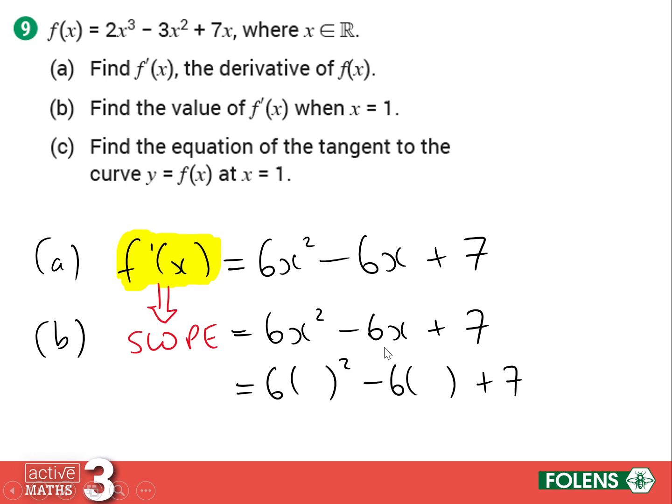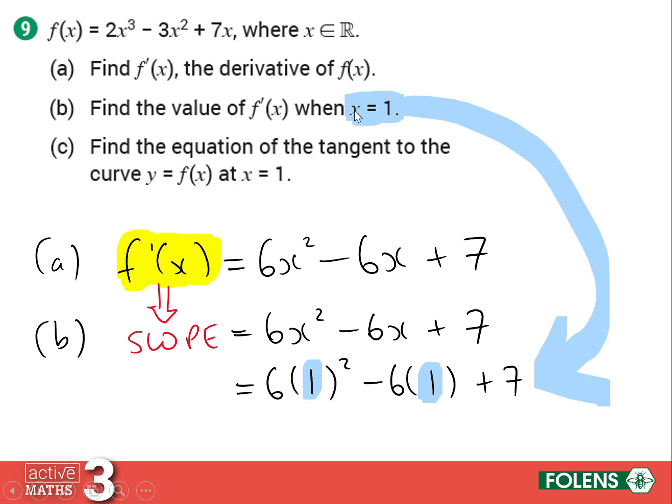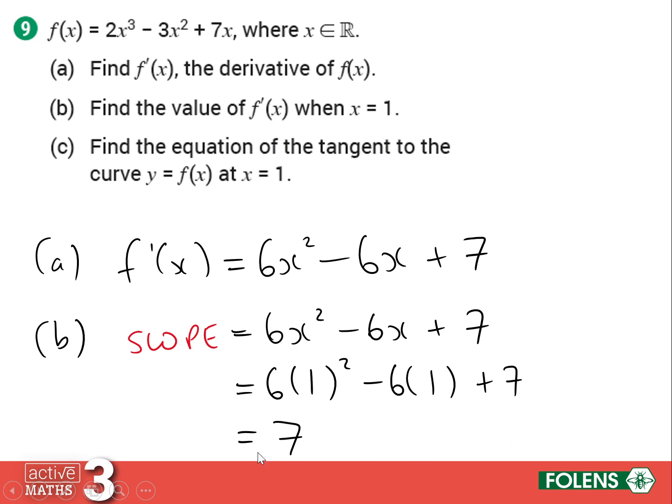So in our question it says when x is equal to 1. So find the value of the slope when x equals 1. We sub in 1 there for x, and we get the slope to be 7. So that's part B. It tells you find the value of the slope when x is equal to 1. We found that out to be 7.